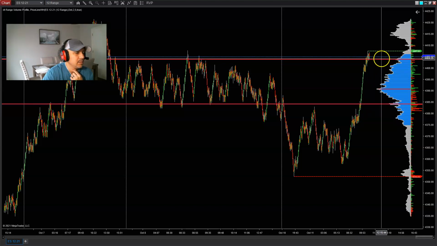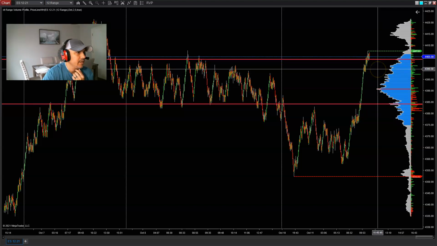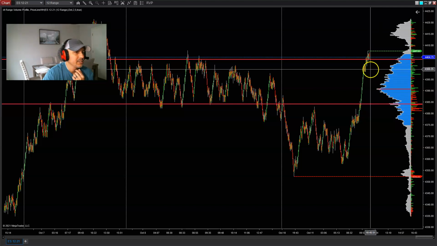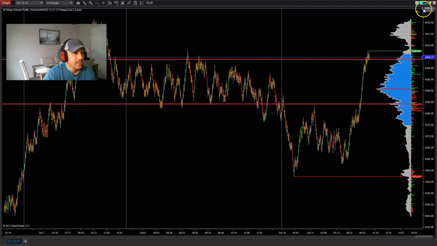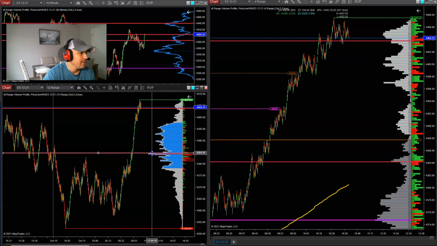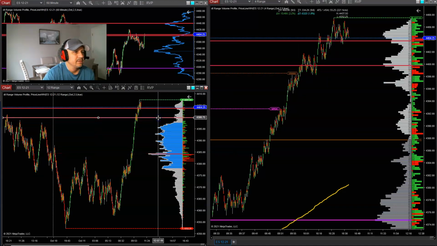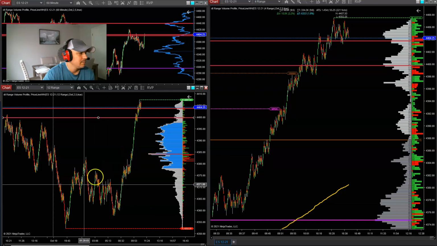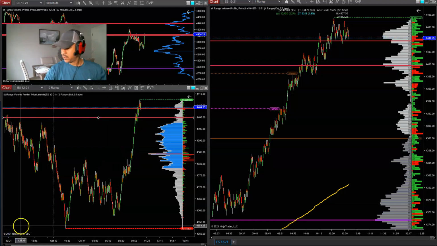Yeah, it's actually a little level right here at around 4,400, right around this area here too. So let's keep our eye focused on that area as well. That's going to be right around here. Okay. All right, let's see what happens.